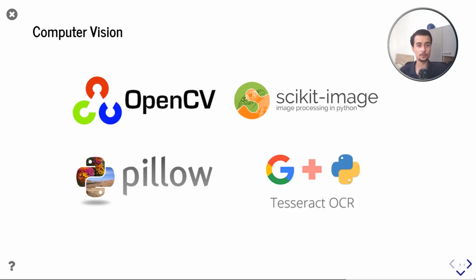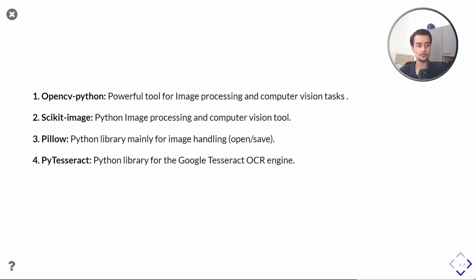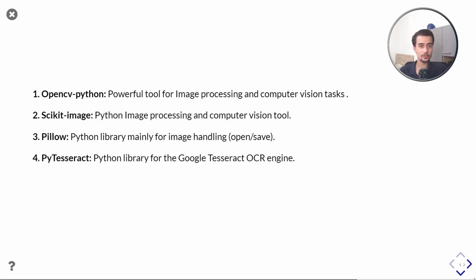So here we're gonna see how to use these libraries to manipulate and to pre-process image data. The first two libraries we have are Opencv and Scikit-Image. Both of these libraries provide a collection of algorithms to manipulate and to pre-process images.